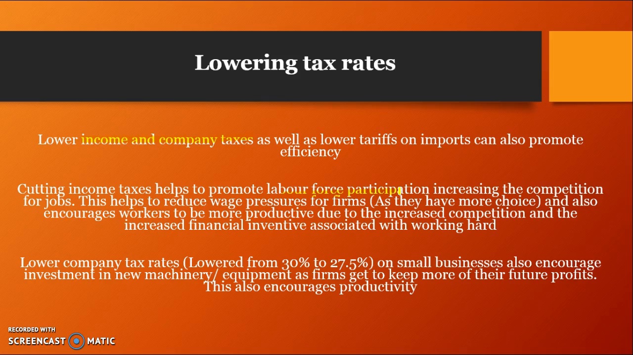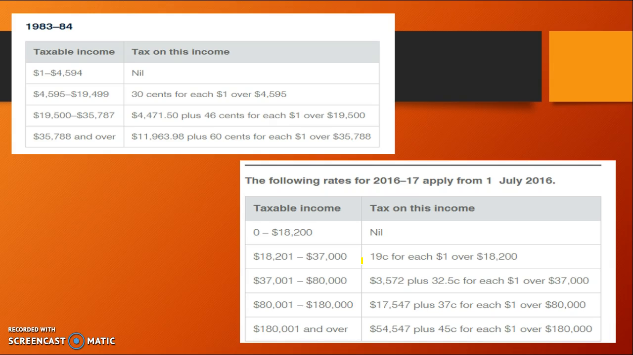So the idea of lowering income taxes and shifting them to other areas is that other taxes are less inefficient because they don't have those negative impacts of people not wanting to work as hard. They don't reduce the financial incentive for working hard. The government has lowered company tax rates from 30% to 27.5%. That should help to boost supply because it boosts investment spending. It encourages firms to invest because they get to keep a higher percentage of future profits, which is really good for productivity. Lowering income taxes helps to boost participation and boost supply by encouraging worker efficiency.